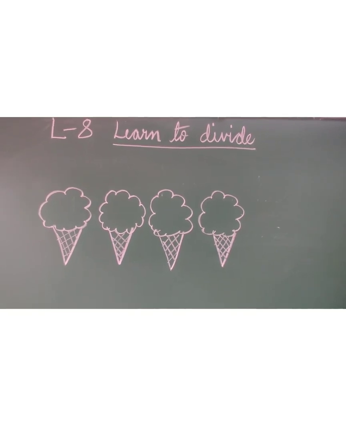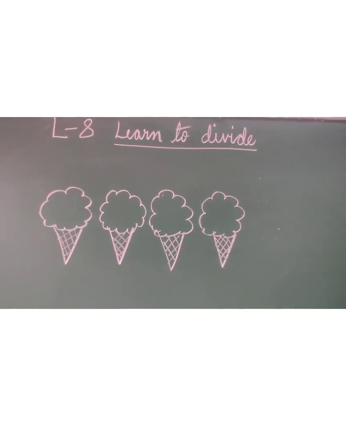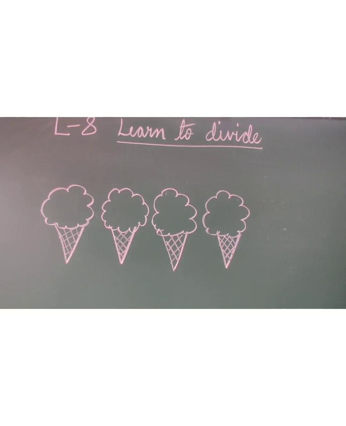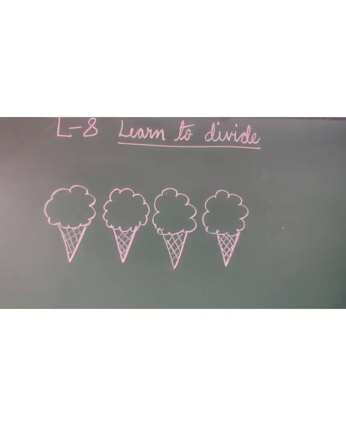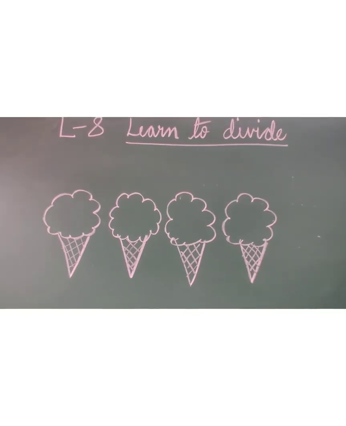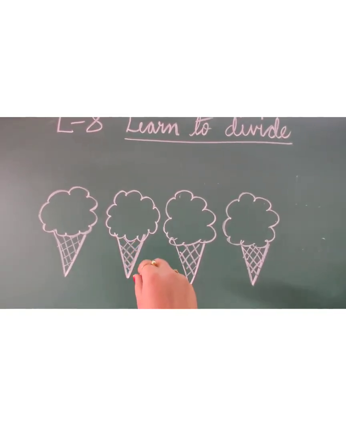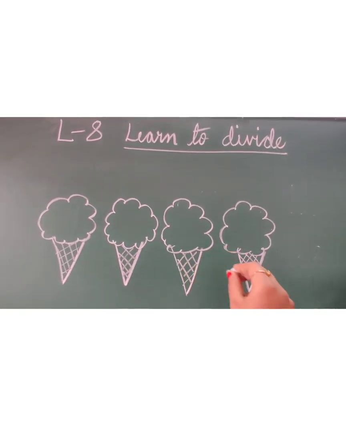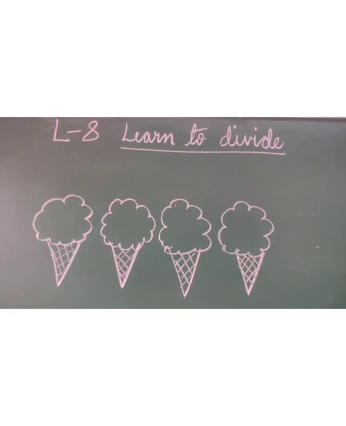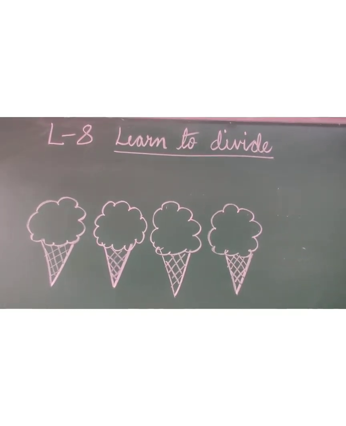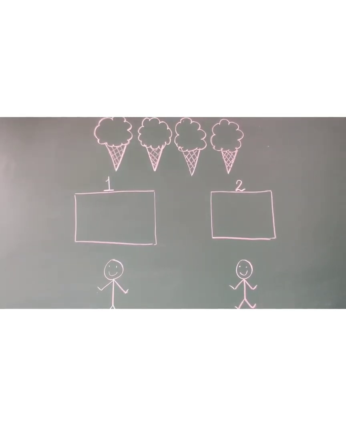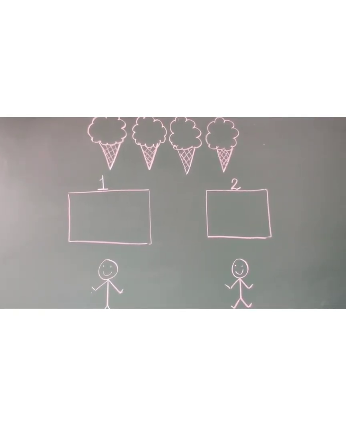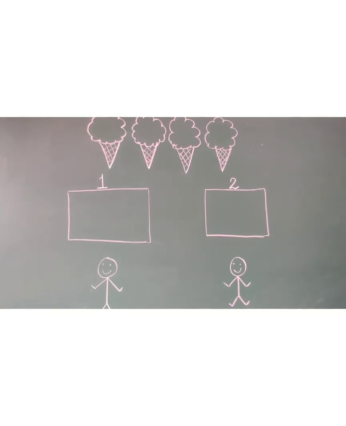What can you see? There are some ice creams. How many ice creams are there, children? Let's count. 1, 2, 3, 4. There are 4 ice creams. Now, children, we have to divide these ice creams in 2 equal groups.